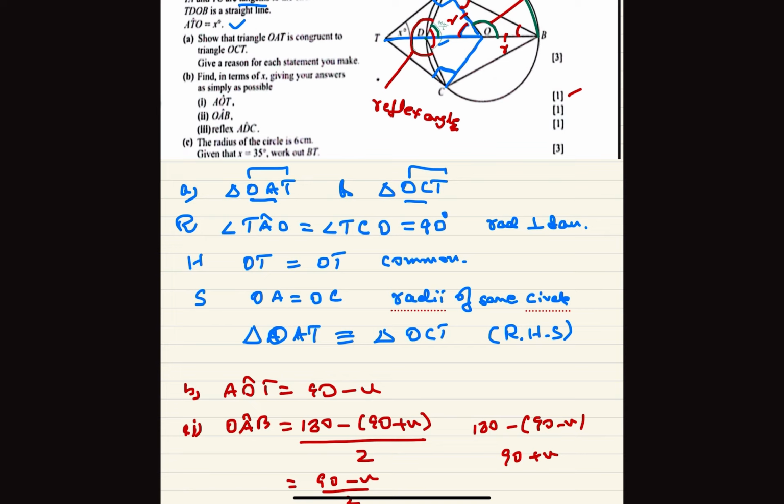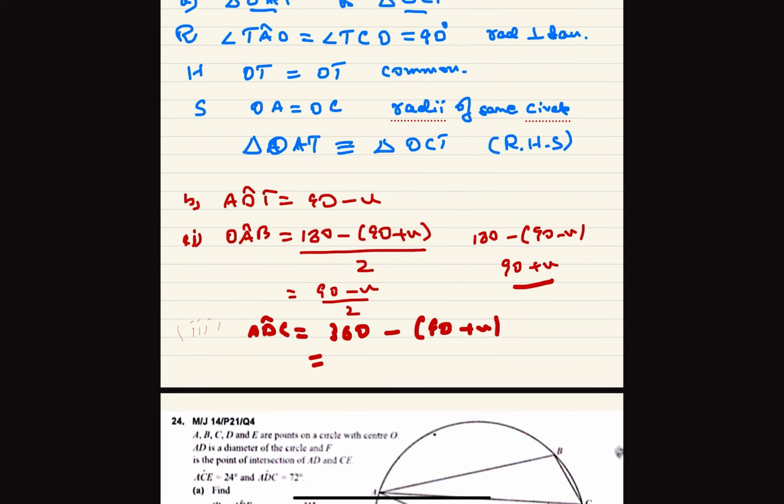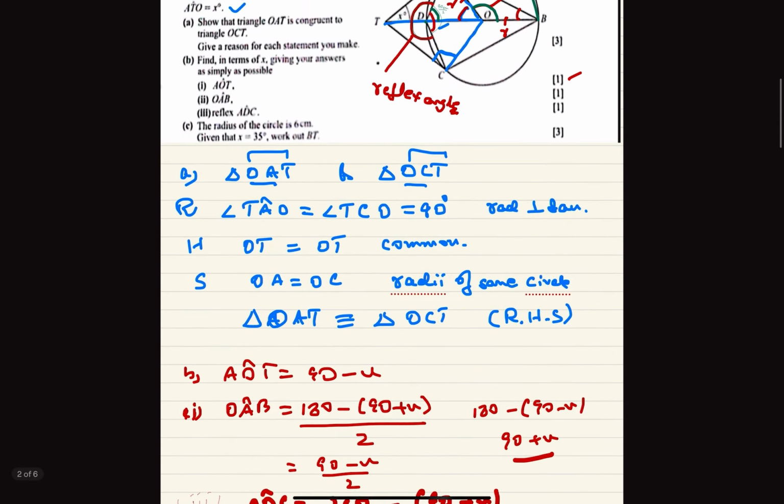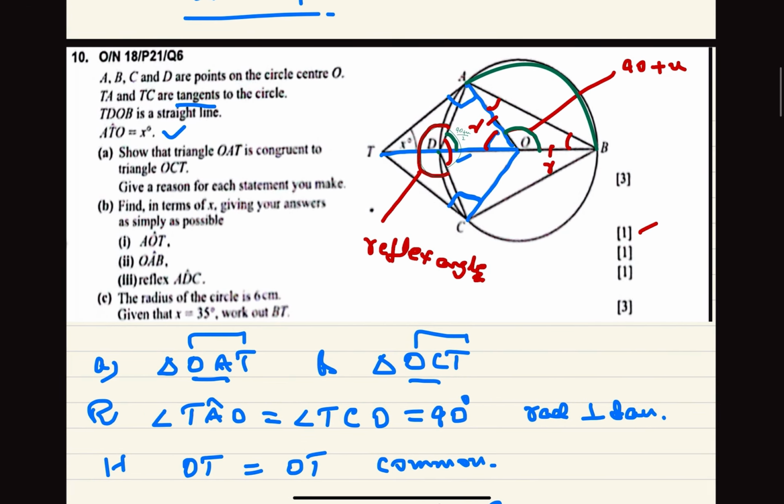90 plus x. Okay, 90 plus x divided by 2. Sorry. So 360 minus 90 is 270, so 270 minus x. Let me look at this again. The video becomes too long. I'm also getting confused with that.